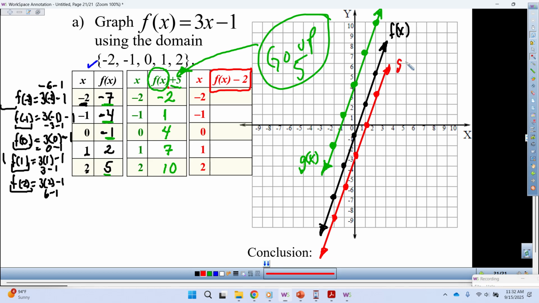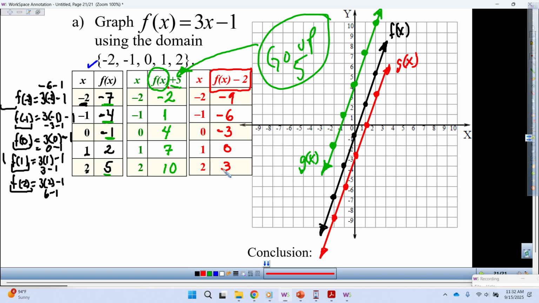And we're going to label that g of x. Why not f of x, Mr. Q? Because f of x is the original one. Okay? So, can we write our points here? Negative 2 is what now? Negative 2 is negative 9. Negative 1 is negative 6. 0 is negative 3. 1 is 0. And 2 is 3.